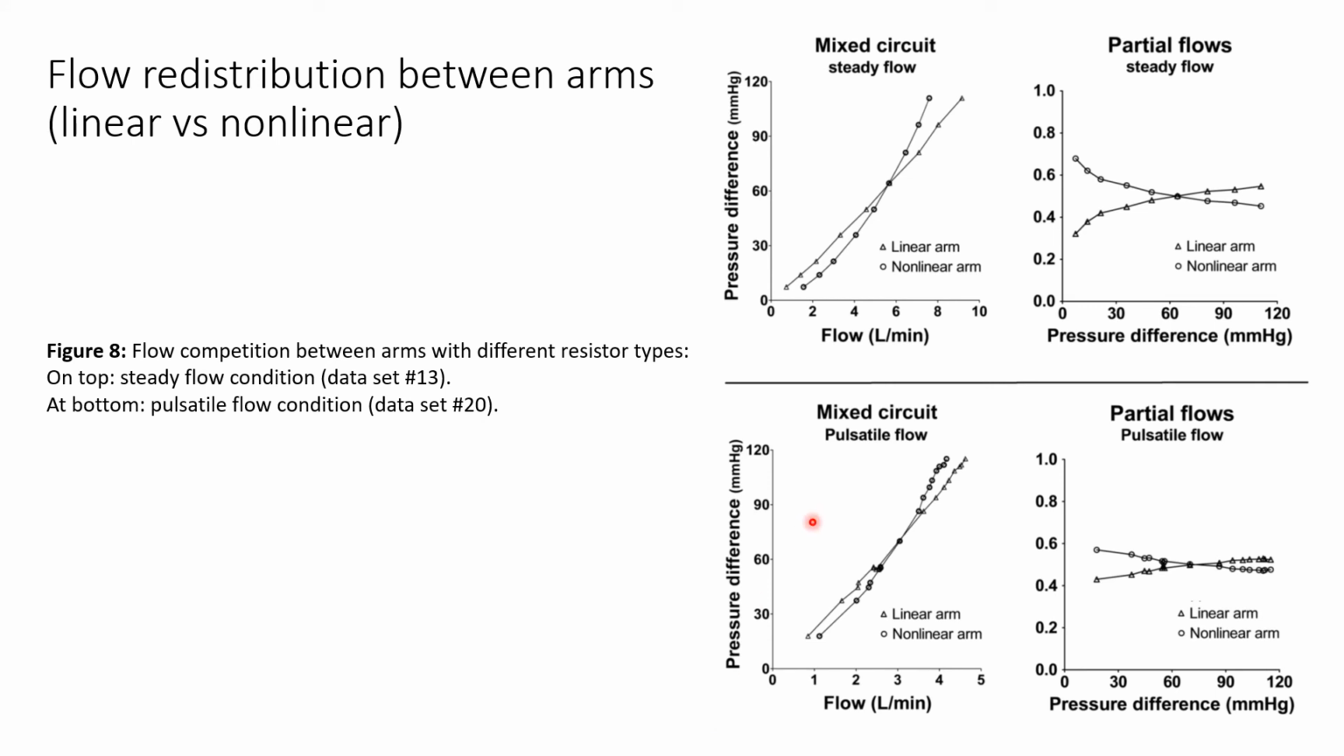So you would expect this phenomenon of flow redistribution. So you have in this triangle a linear arm, and you see that the flow increases as the pressure increases. And on the nonlinear arm, which has the stenosis of the arteries, the flow increases less than the pressure increases, the curve becomes steeper and steeper, which means that at high pressure, I have more flow in the linear arm.